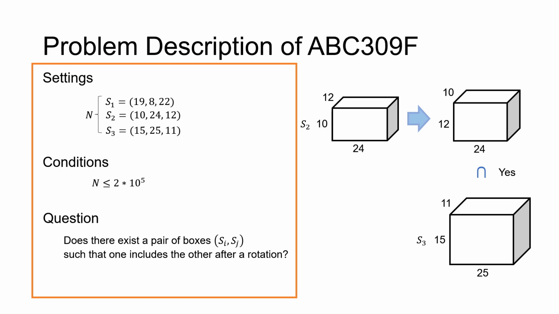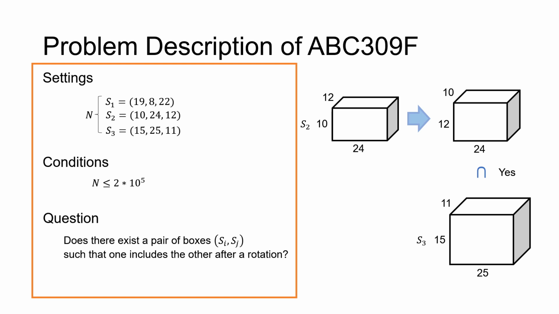We have n tuples denoted by Si, and each has three values. A tuple represents a box, and its values represent height, width, and depth respectively. Every box can rotate, so each tuple can swap the values as desired. Our problem is to check every pair of boxes Si and Sj and all possible rotations to determine whether there exists a pair such that one completely includes the other.